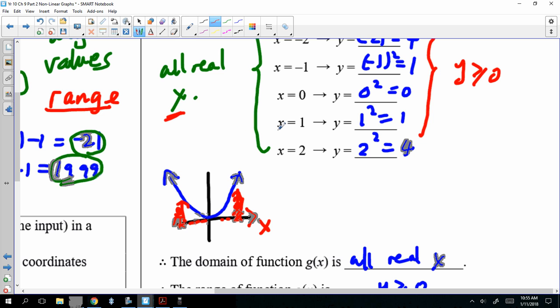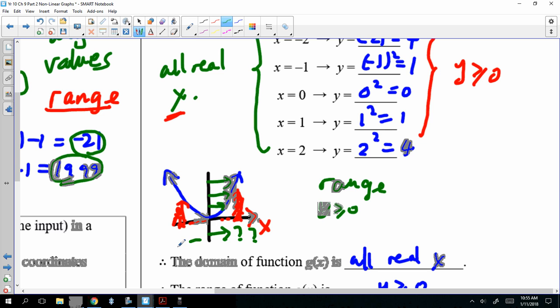On the other hand, for the range, let me use a green one, you have to look at the y-axis. You can see the graph when the y values are positive. Because if you go below 0, you can't see anything, right? So that's why the range is on the y-axis. Okay. All right. Let's look at this with another example.